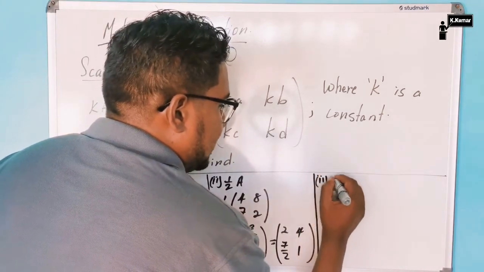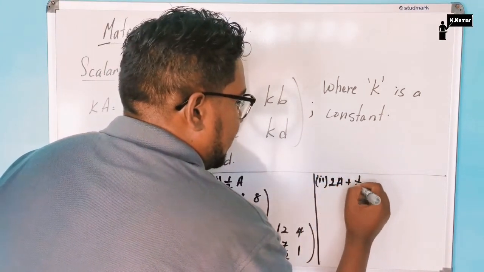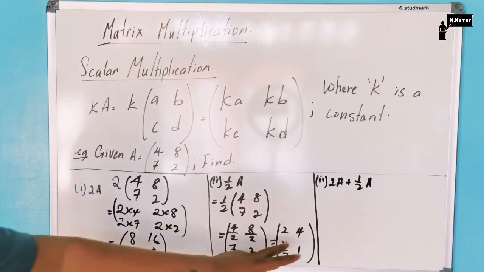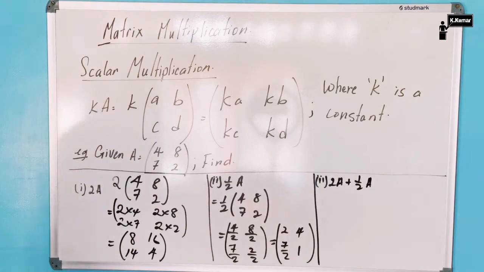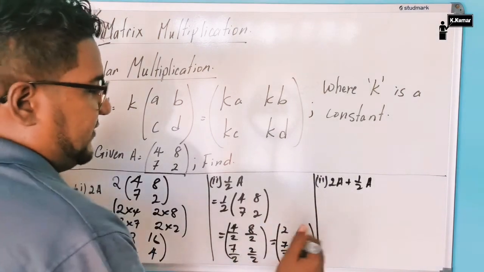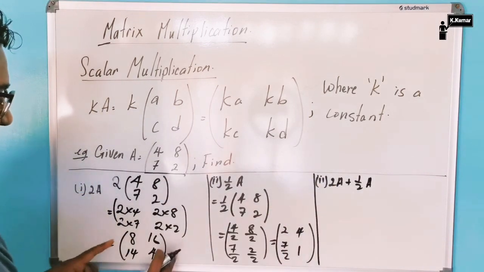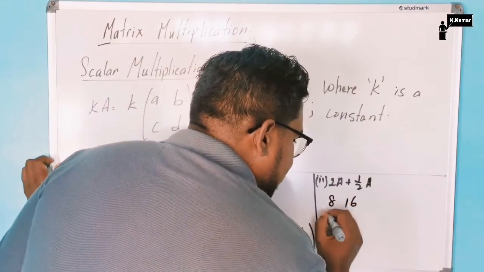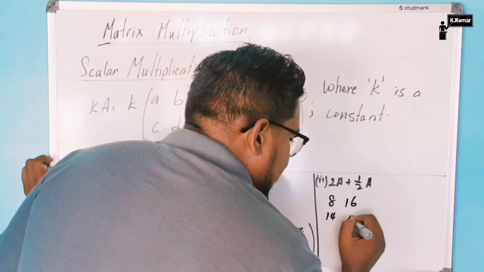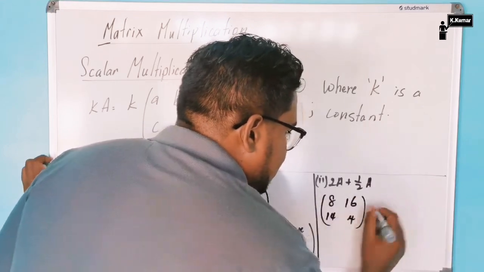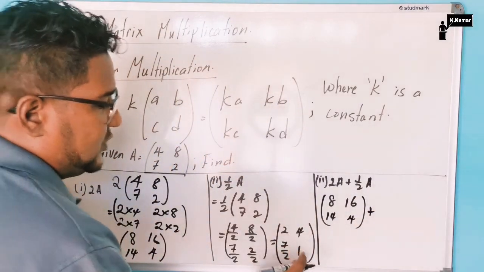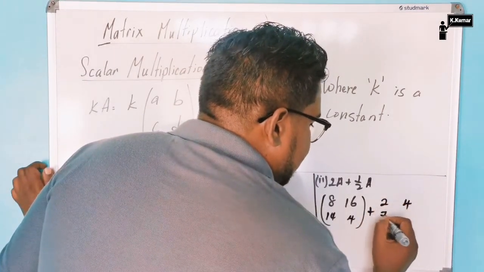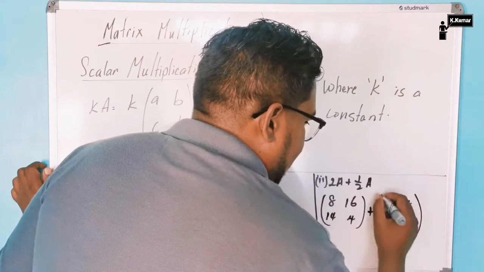Let's say they ask you what is 2A plus a half A. All right, remember we already worked out what is 2A, we already worked out what is a half A, but let's just look at this one for now. So we already found 2A, and 2A is 8, 16, 14, 4. So that's going to be 8, 16, 14, and 4, plus a half A, which is 2, 4, 7 over 2, and 1.